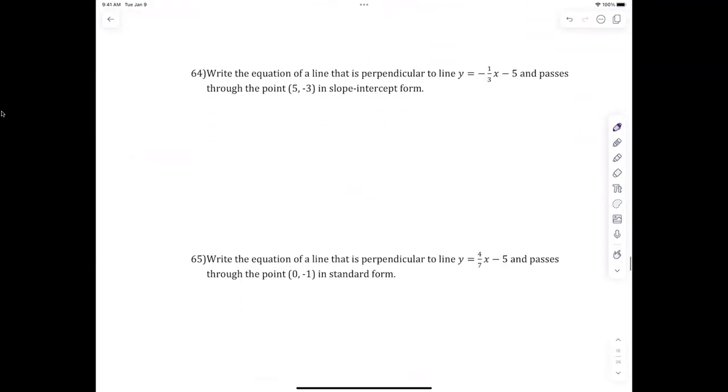All right. 64. Let's see how things are going. Write the equation of the line that is perpendicular. So the slope of the perpendicular is equal to what? Beautiful. Slope of the perpendicular is 3. All right. So now write the equation real quick. Come on. Y plus 3 equals 3.